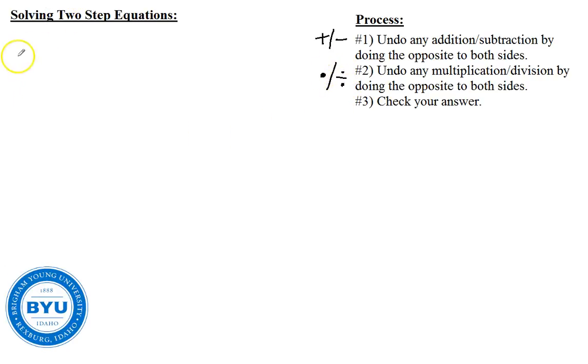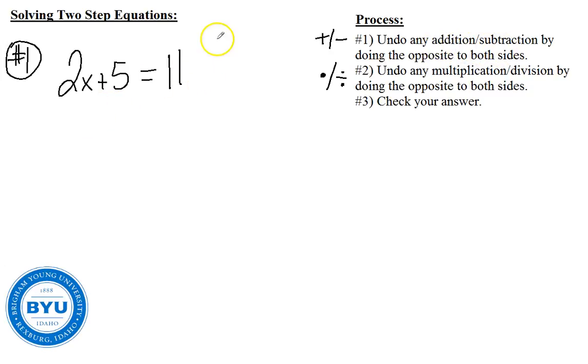Let's take a look at an example. Let's say we had 2x plus 5 equals 11. Let's work on solving this problem. We want to get x by itself. The first thing we need to do is undo any addition or subtraction. Do we have any addition or subtraction? Oh, you bet. Look at that. We've got a plus 5 right here. So let's do the opposite of that. What is the opposite of plus 5? Yeah, minus 5 to both sides.